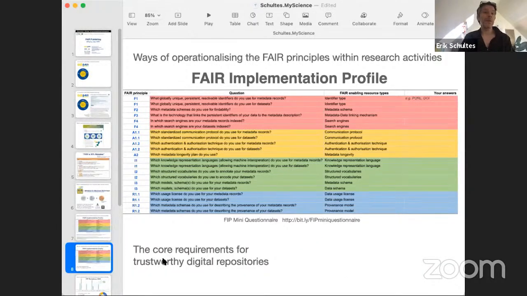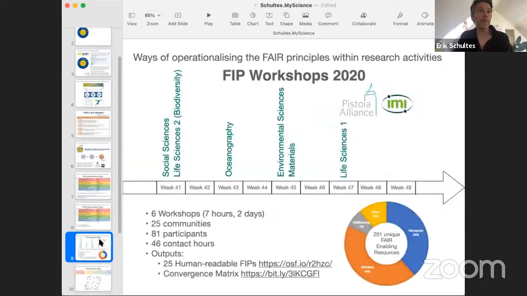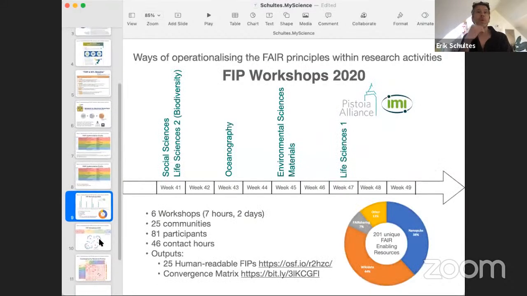And this was another question that was directed to me. What are the core requirements for trustworthy digital repositories? Again, GO FAIR would take a somewhat agnostic view of the answer to this. But what we can say is that different groups, different repositories will have different implementation choices regarding FAIR, and that may affect the FAIR robustness of their systems based on those choices.